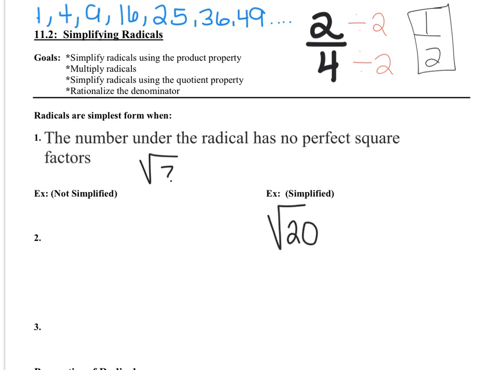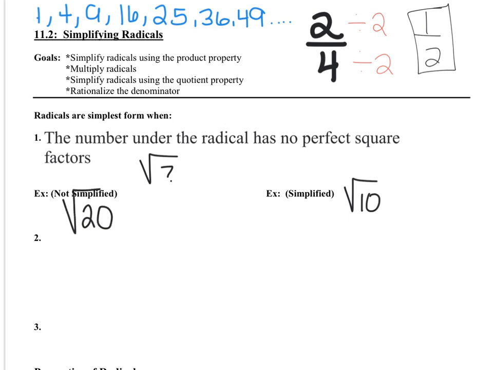Well, since 4 divides 20, and 4 is a perfect square, so it's a perfect square factor, that means that 20 is not considered to be in simplest form. And I'd put it over here in the not simplified column. An example of a radical that would be simplified would be radical 10. The reason for that is because even though there are numbers that divide 10, like 2, 5, and 10, none of those numbers show up on my perfect square list. So 10 has factors, but none of them are perfect squares. So the square root of 10 would be considered to be simplified.